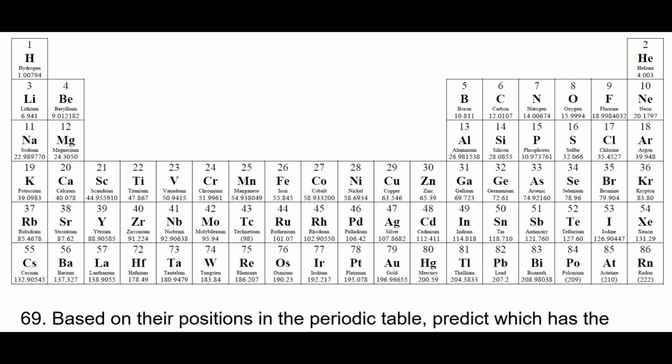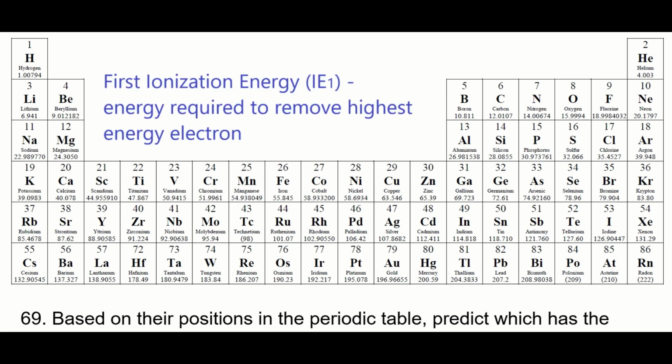The first ionization energy is the energy required to remove the highest energy electron from an atom. And the general trend is, as you go across the period, left to right, it requires more energy to remove the highest energy electron. And that makes sense because as you go across the periodic table, the shielding effect remains about the same as you add electrons, but the nuclear charge increases.